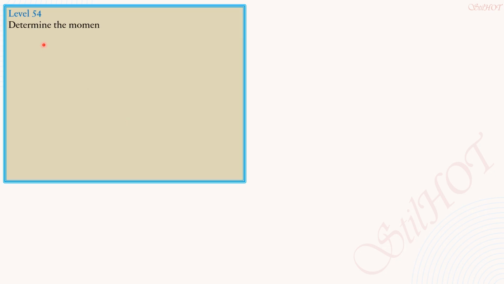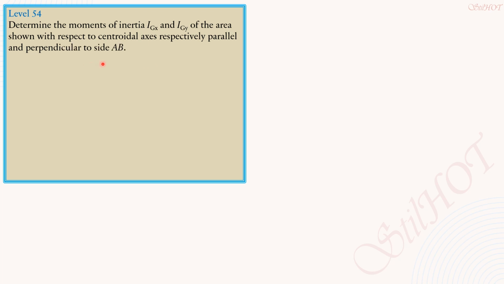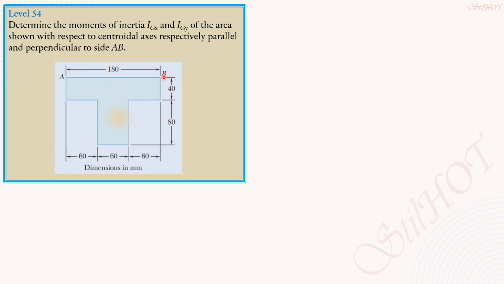Level 54, determine the moment of inertia, IGX and IGY, of the area shown with respect to the centroidal axis, respectively parallel and perpendicular to side AB. Sorry, this is the given figure for our solution. Let's call this area 1, the upper part, and area 2, the lower part, the location of the centroid as shown. So area equals area 1 plus area 2.